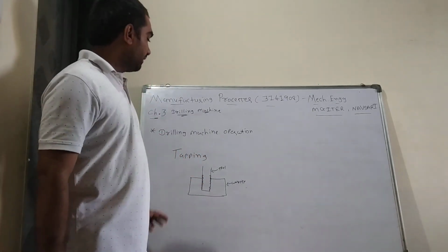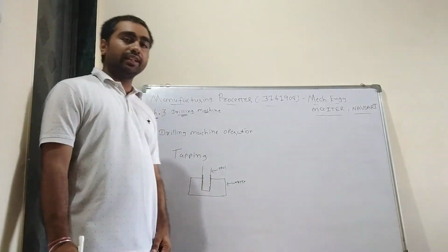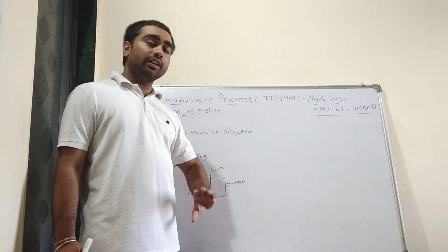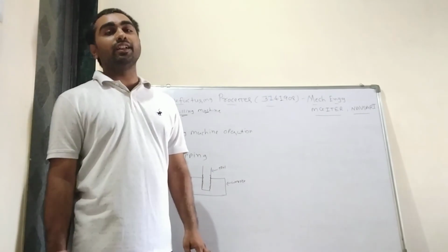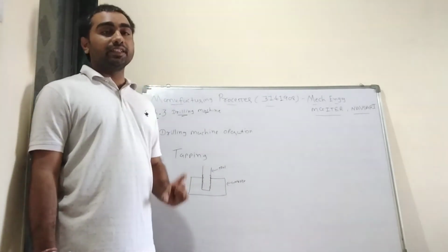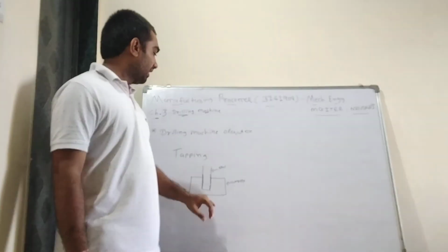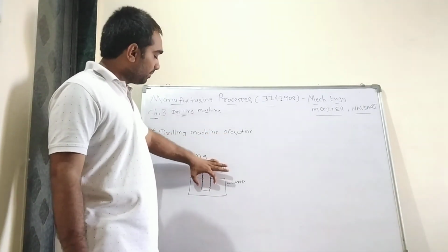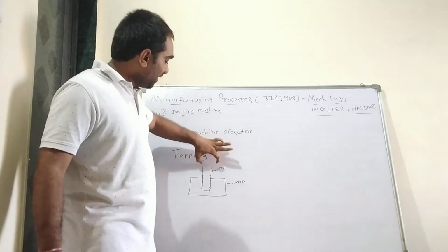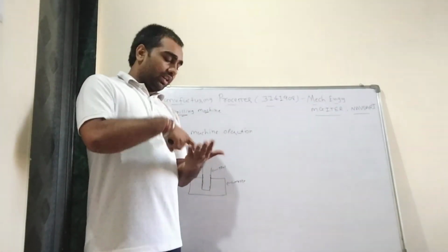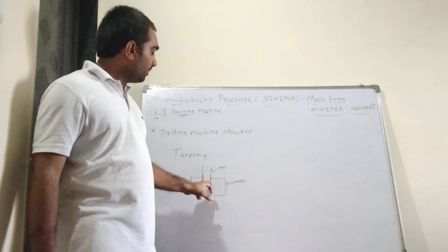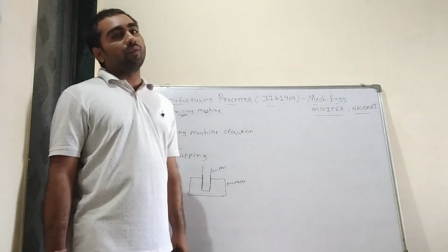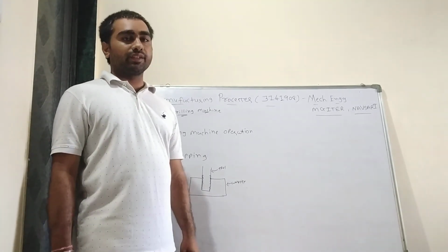Okay, see in the figure the tapping operation. Tapping is used to create an internal thread in the workpiece. A force is applied from the upper side while the workpiece is fixed, and the tapping tool is driven into the created hole by the tip of the tool, and it creates the internal thread in the workpiece. Thank you.